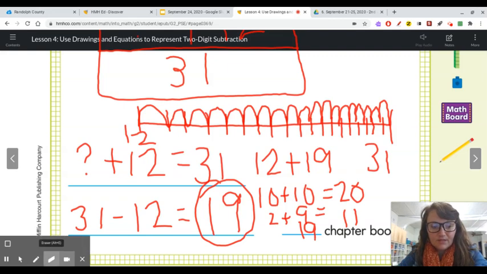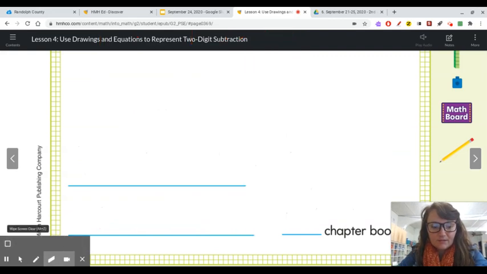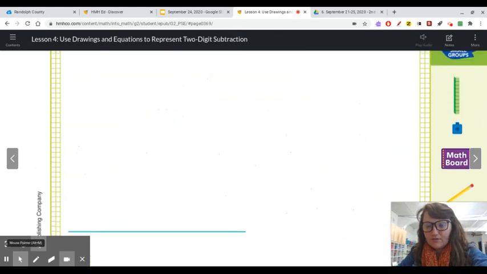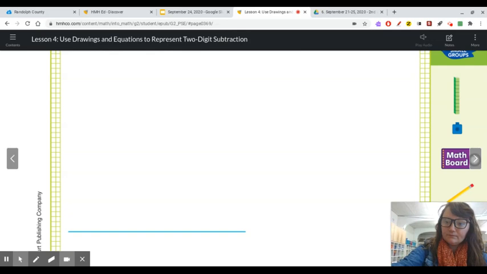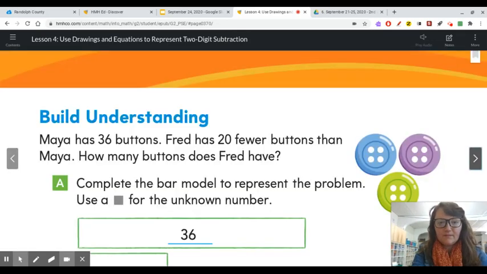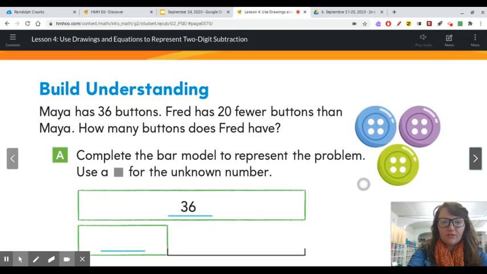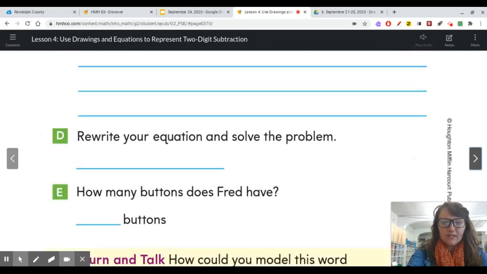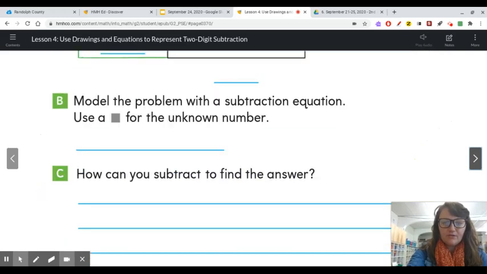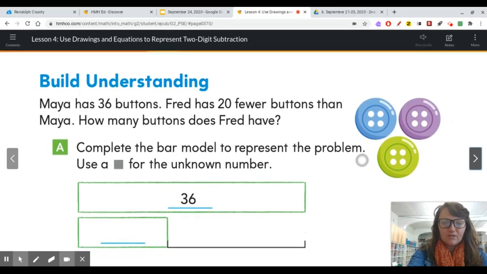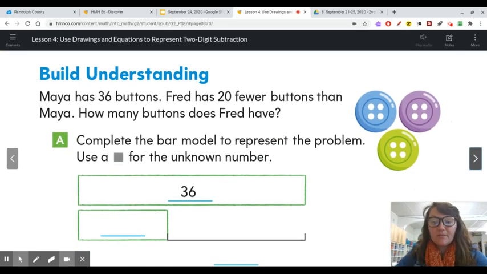All right, so I'm going to erase this. Okay, and let's move on to our next page. Okay, so right now we're on Build Understanding, which is the next one, and that one is number 350. Okay, so make sure you're keeping up. If you're not able to keep up, you can always pause the video. Okay, so here we go.